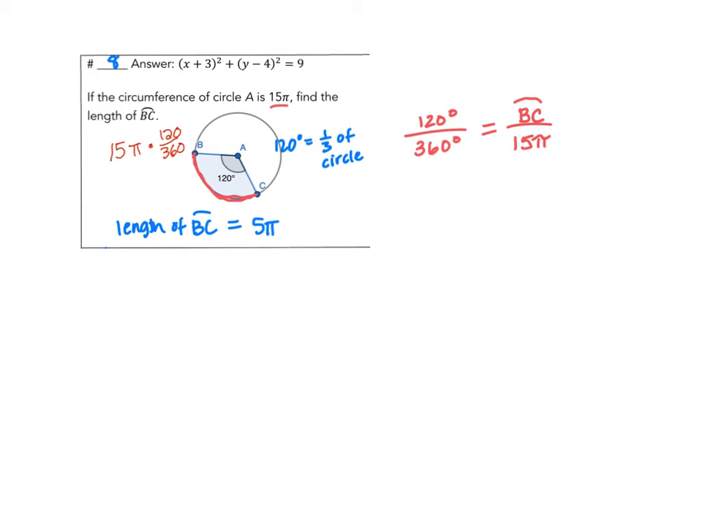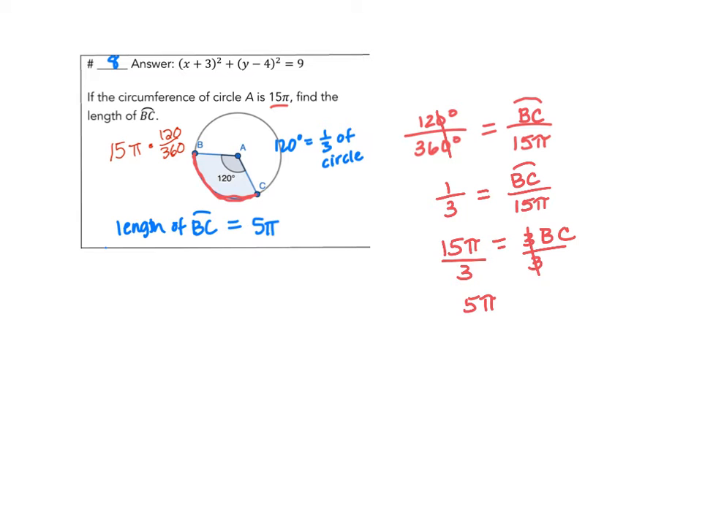And now there's a couple ways you can do this. But basically you can cancel the zeros there. So you have 12 over 36, which actually reduces to 1/3. So you have 1/3 is equal to BC over 15 pi. And now we could just cross multiply there. So you'll get 15 pi times 1, which is just 15 pi, and then 3 times BC. And then you can just divide by 3 there. So we'll just get 5 pi as our answer.